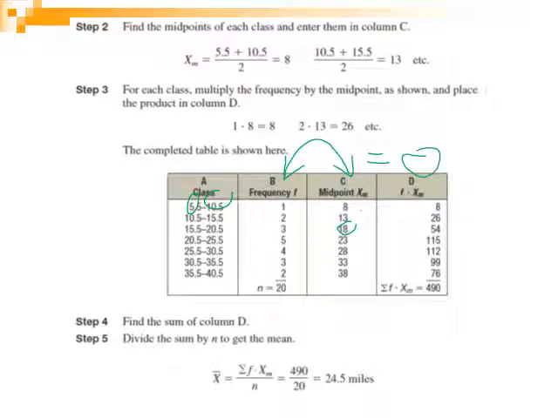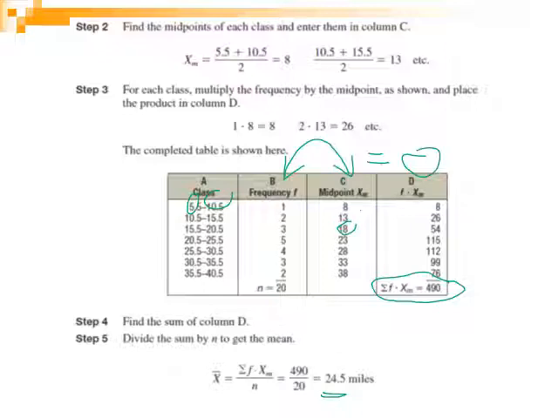So 1 times 8 equals 8, 2 times 13 equals 26, 3 times 18 equals 54, 5 times 23 equals 115, and so on. Then finally, we add up all the values in the fourth column, which equals 420. This value represents the summation of the frequencies multiplied by the midpoints, and this will be the numerator for our rule. We divide it by n to get the x bar value, which is 420 over 20, equal to 24.5 mils. So this is the arithmetic mean for the grouped data.